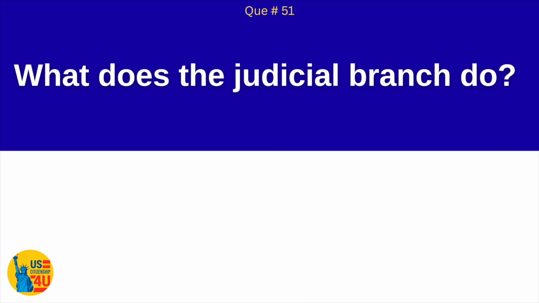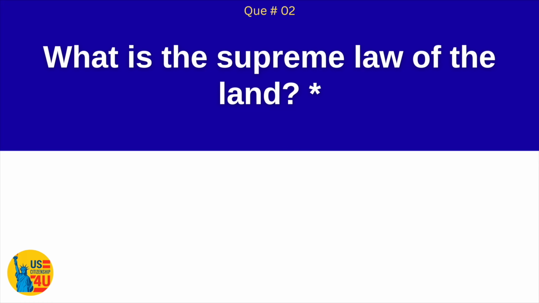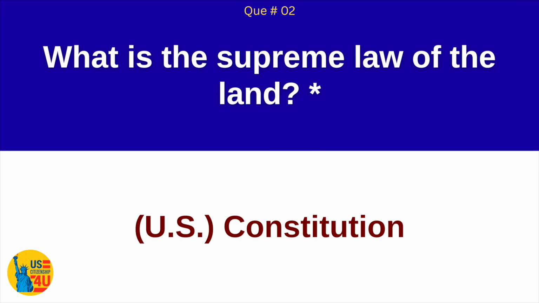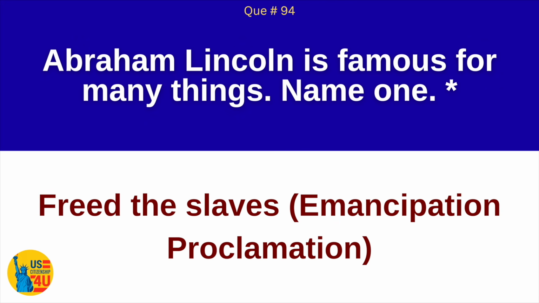What does the judicial branch do? Reviews laws. What is the supreme law of the land? U.S. Constitution. Abraham Lincoln is famous for many things. Name one. Freed the slaves, Emancipation Proclamation.